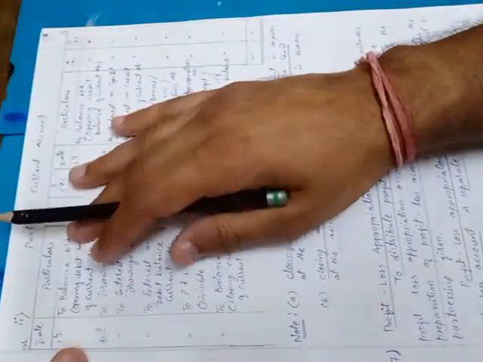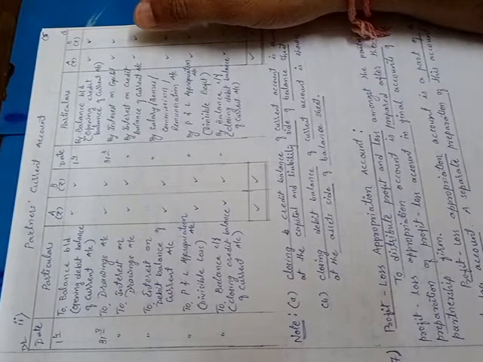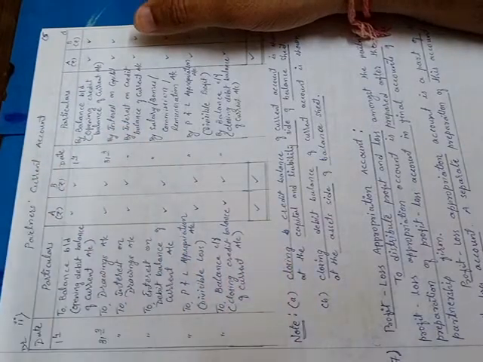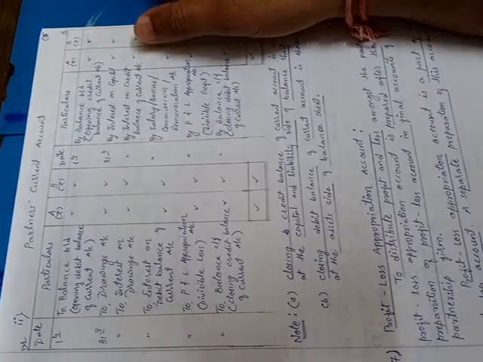The partner's current account is actually a part of your capital account only. So whatever effect you recorded in the capital account in the previous method, the same effect will be recorded over here also in the partner's current account. Only the name is changed. Instead of capital, we have given the name partner's current account.